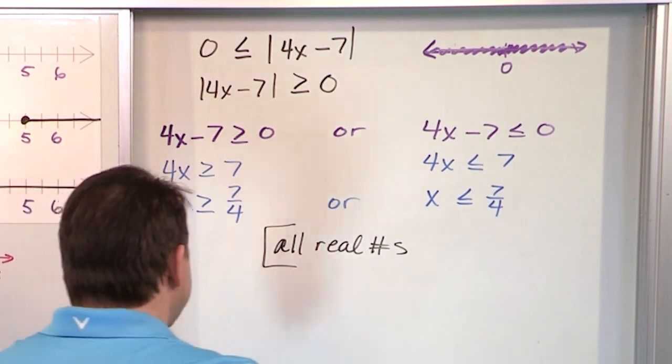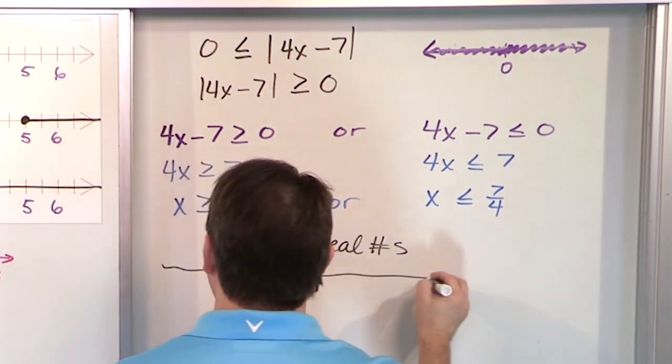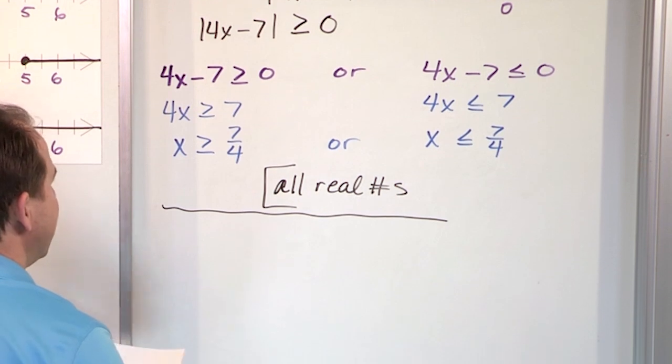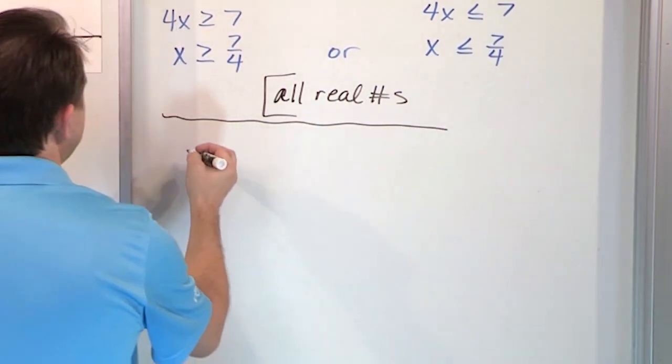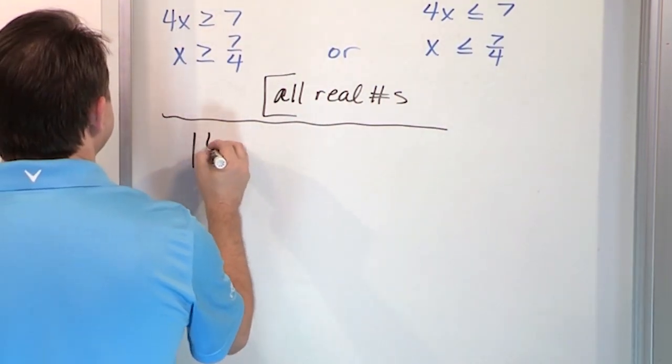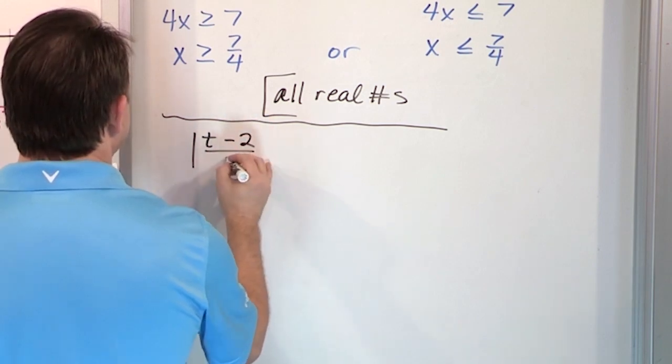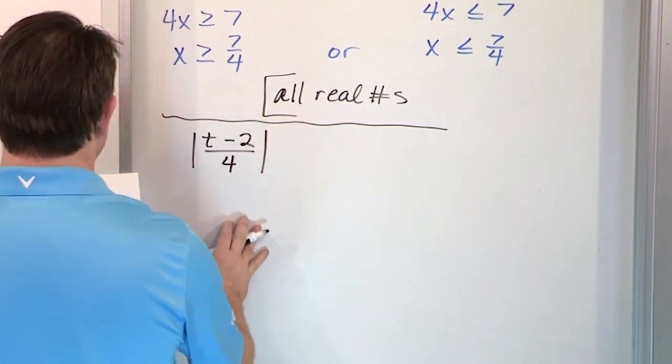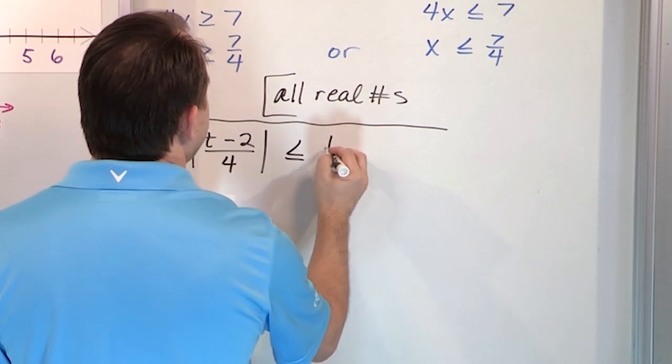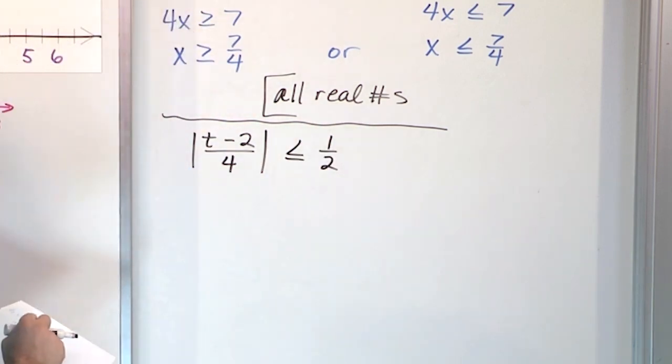All right, what I want to do next is one more where we have to really graph it, and then we'll have kind of one little oddball at the end. What if we have the absolute value of t minus 2 over 4, less than or equal to 1/2? The first thing we want to do is identify, is this an and or an or type of deal?